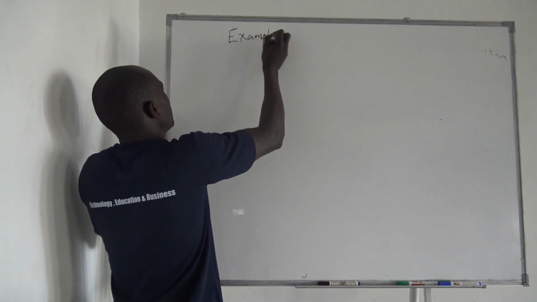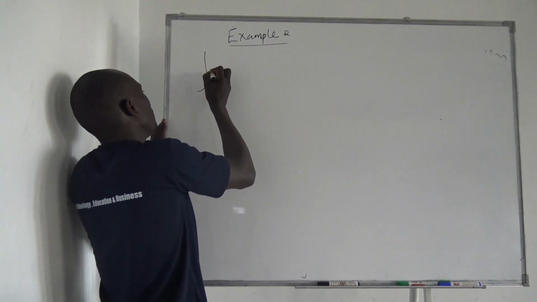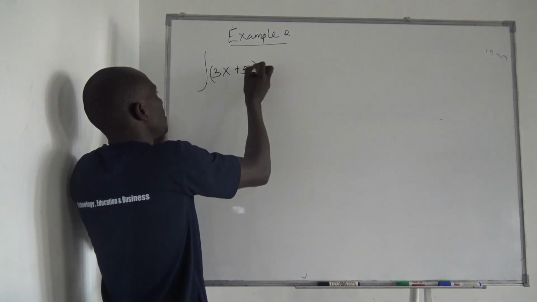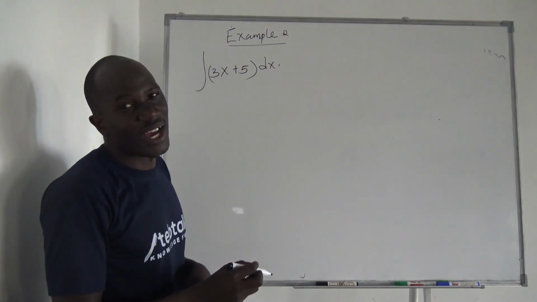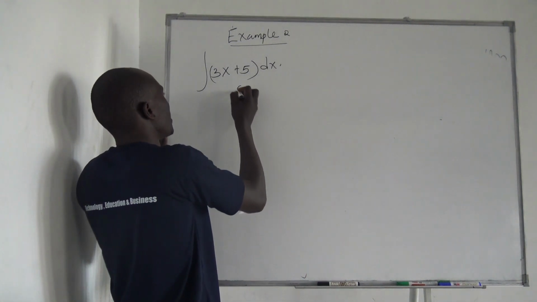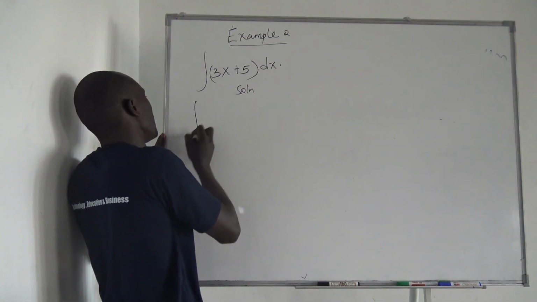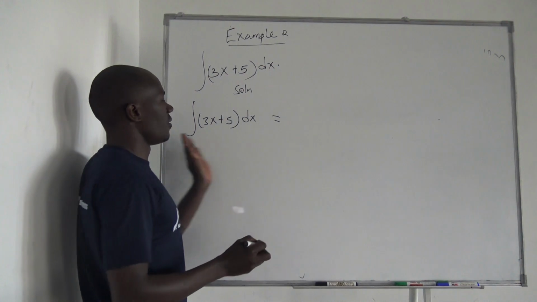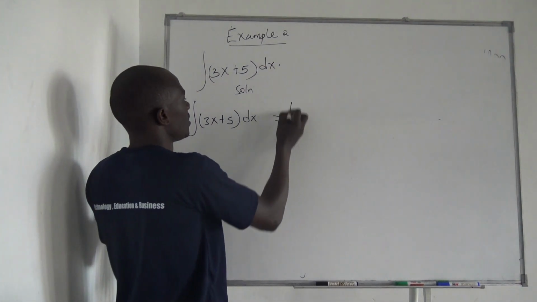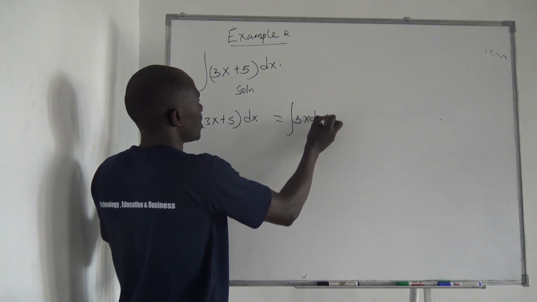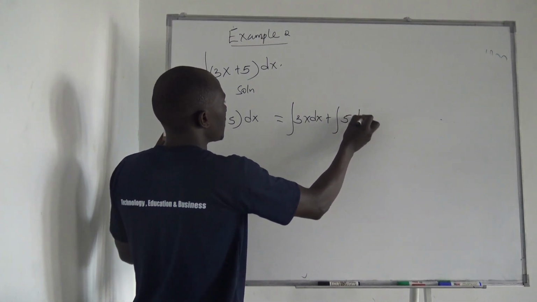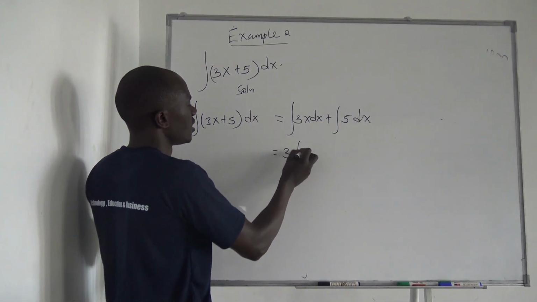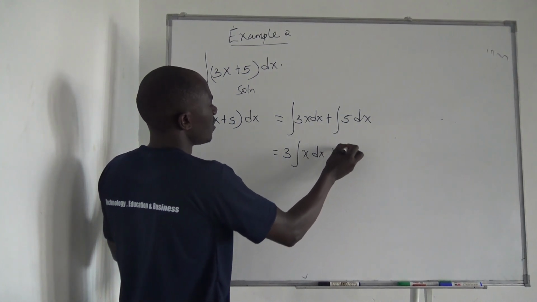Example 2: integrate 3x plus 5 dx. So how do we handle such numbers? We are going to look at the solution. We say the integral of 3x plus 5 dx becomes the integral of 3x dx plus the integral of 5 dx. What happens? 3 is a constant, you can bring it out. This is the same as 3 integral of x dx plus 5 integral.